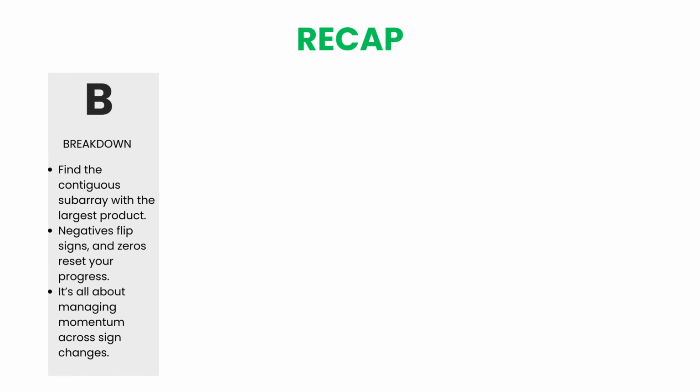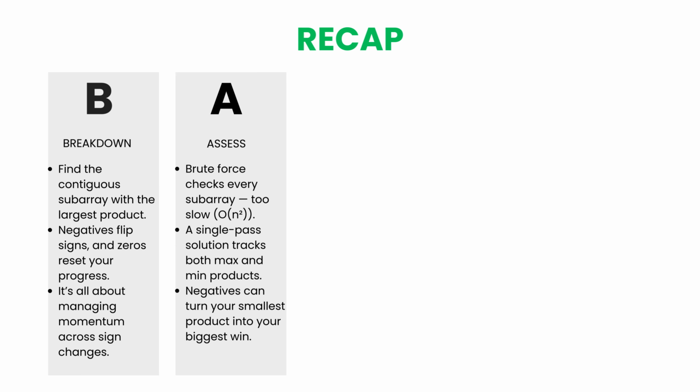Let's have a quick recap. Breakdown recap. This problem challenges us to find the contiguous subarray that produces the largest product. What makes it tricky is that negatives and zeros completely change the game. One negative can flip a loss into a win, while a 0 can reset everything. The task is less about simple multiplication and more about managing unpredictable swings in sign and value.